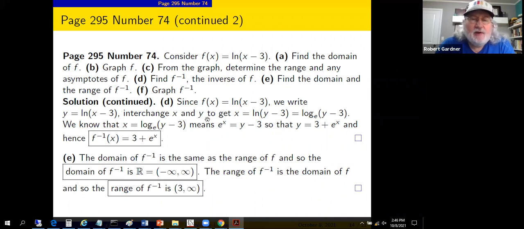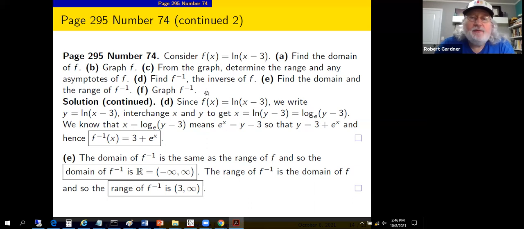Well, that's easy enough. The domain of the inverse function will be the range of the original function. The range of the original function was all real numbers. It's a log function. That's the range of a log function. The range of the inverse function will be the domain of the original function itself, with the restriction that we can only take logs of positive numbers, led us to the domain of the open interval from 3 to infinity for f. So the range of f inverse is the open interval from 3 to infinity. The domain of a function is the range of its inverse. The range of a function is the domain of its inverse.